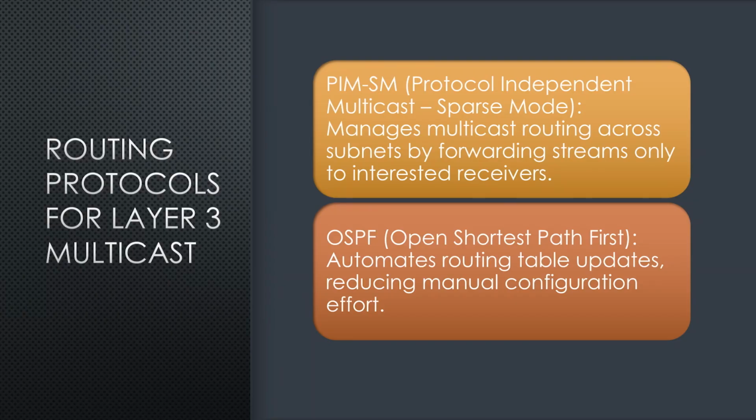Layer 3 uses slightly different protocols from layer 2. PIM, or protocol independent multicast, specifically in sparse mode, takes over the job of IGMP on the layer 3 segments and only forwards the streams to interested receivers. And then OSPF, or Open Shortest Path First, automates the routing table updates. So as your devices are connected together, you don't have to create manual routes for those sources to be able to find the flows that they need. That's handled automatically for you.